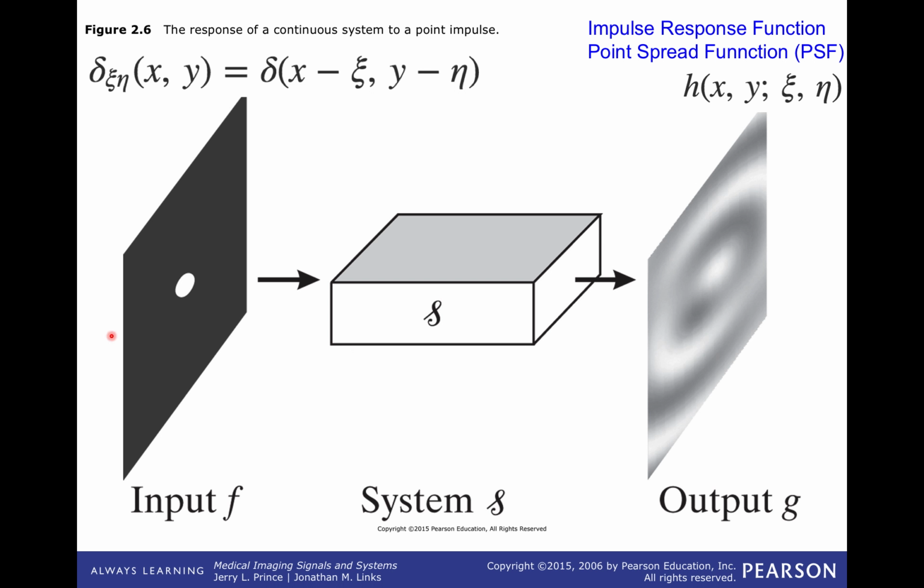And so here's a picture. Here's our input. This is one of our simple functions. This looks like a disk. It goes into our linear system S, where we characterize mathematically our imaging system with this S function. And then out comes the picture, which is G.